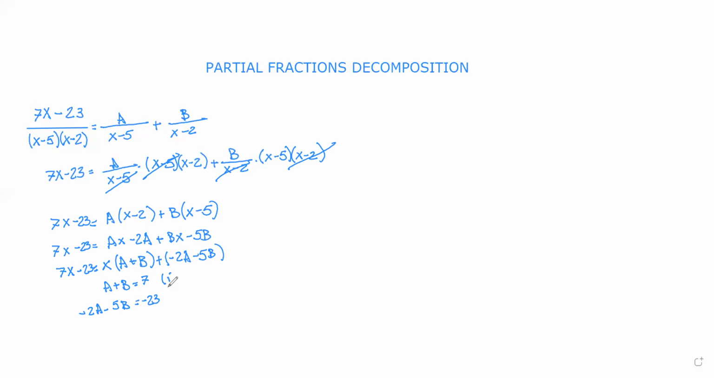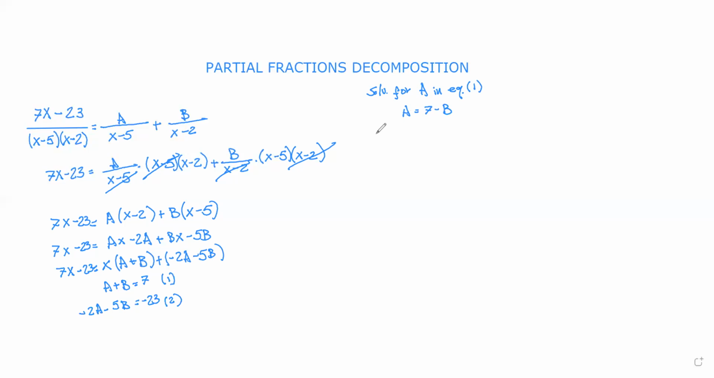Okay, we have equation 1, equation 2. So we're going to solve for A in the first equation. Let's write it here. Solving for A in equation 1, we will get A equals 7 minus B.